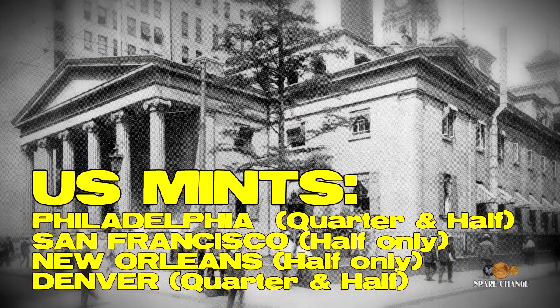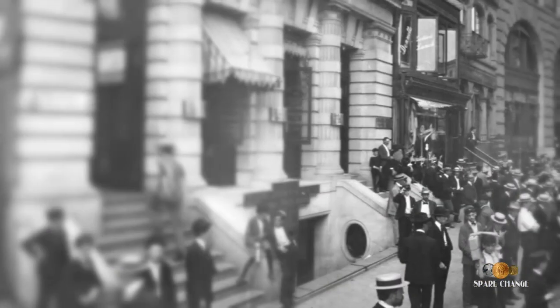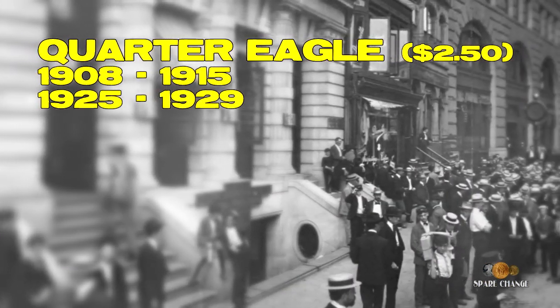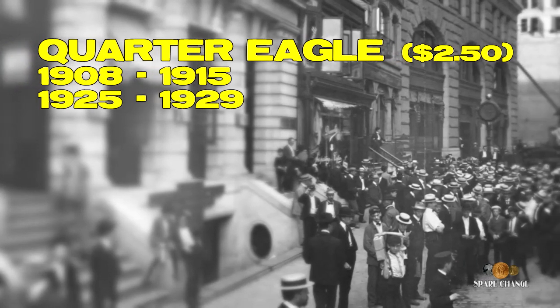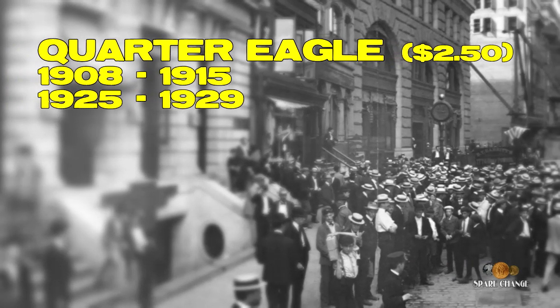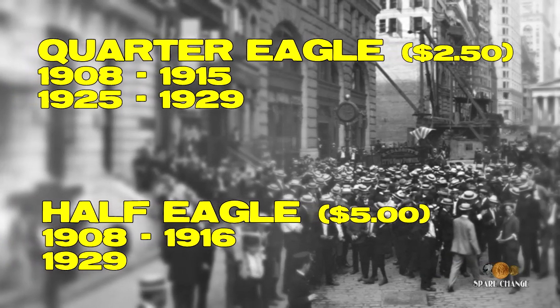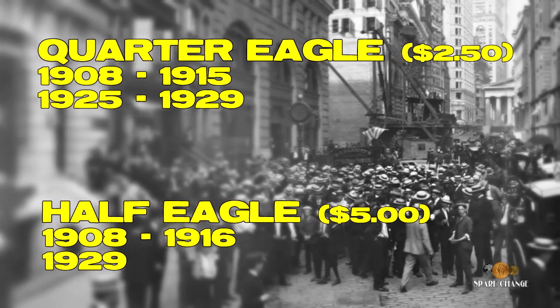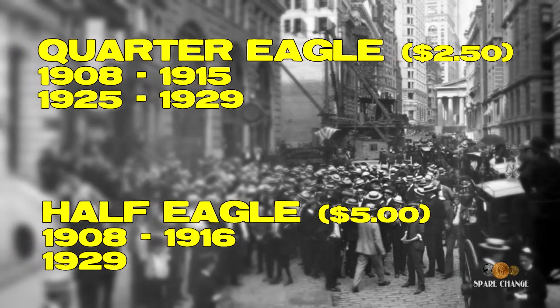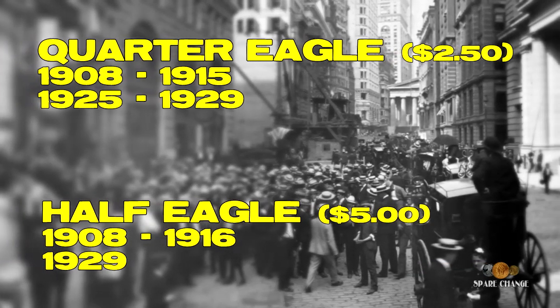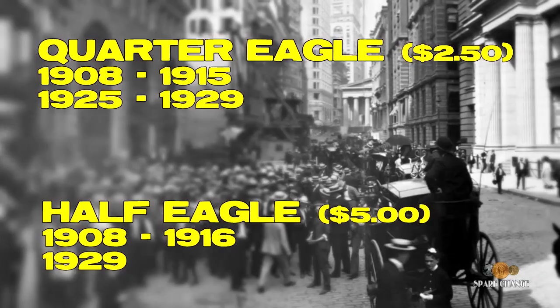The half eagle and the quarter eagle gold coins were minted in the Philadelphia Mint, the San Francisco Mint, the New Orleans Mint, and the Denver Mint. Now, the quarter eagles were made from 1908 until 1915, and then 1925 until 1929. The half eagles were made from 1908 to 1916, and then they were made again in the year 1929. Now, minting totally stopped on the half and quarter eagles in 1929 because of the stock market crash.